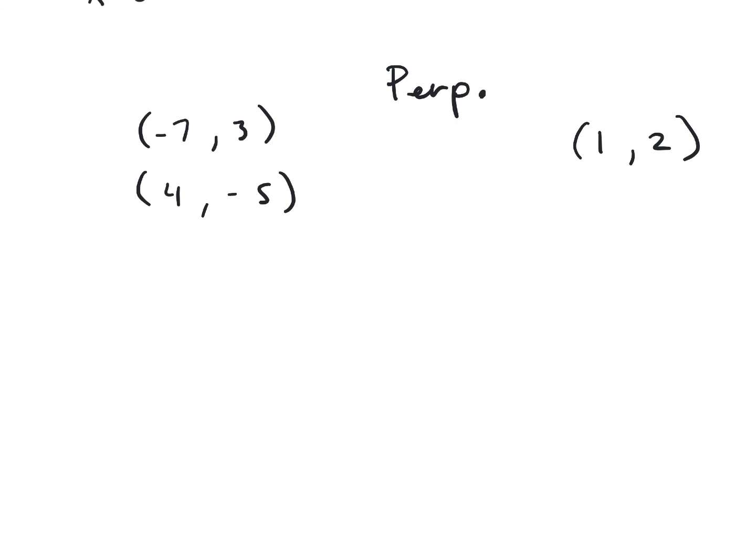Where do I start? I want to find the slope of my first line. So I need y2 minus y1, negative 5 minus 3 over 4 minus negative 7, so 4 plus 7. This would give me negative 8 over 11. So this is my slope of this line, but what's the slope of a line perpendicular to that? The opposite reciprocal, which would be 11 over 8.